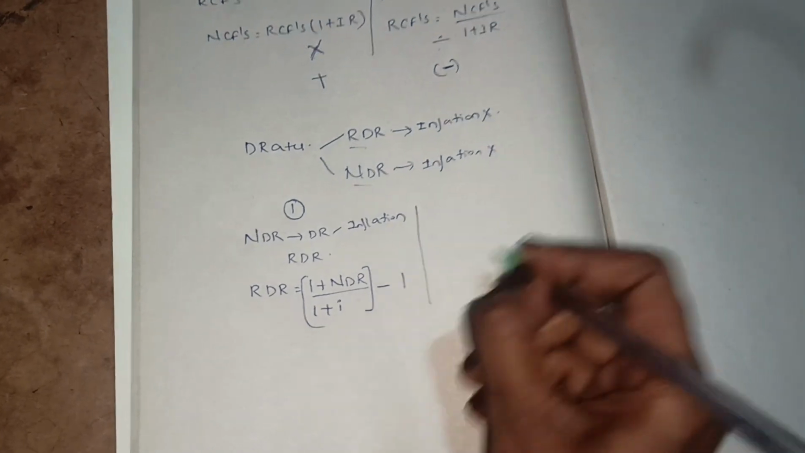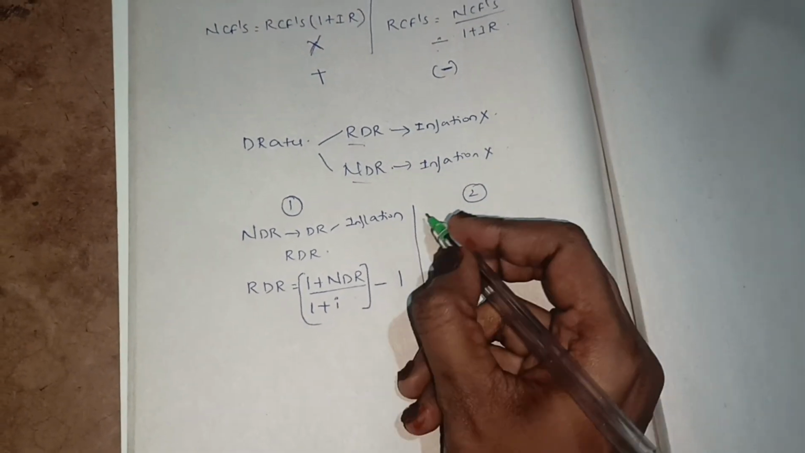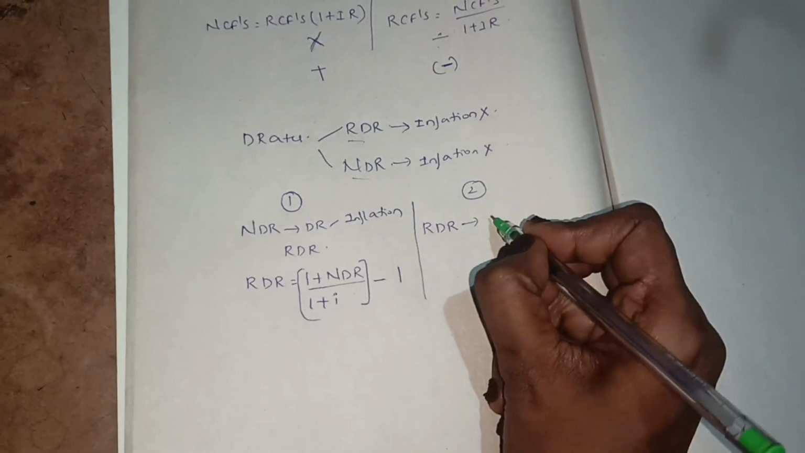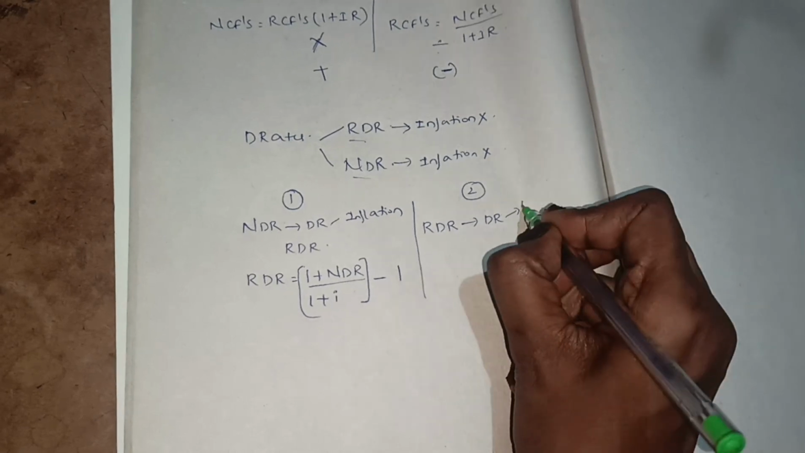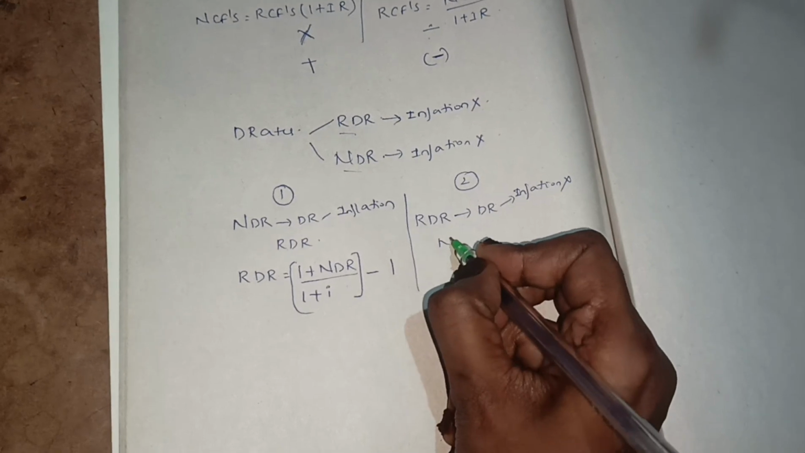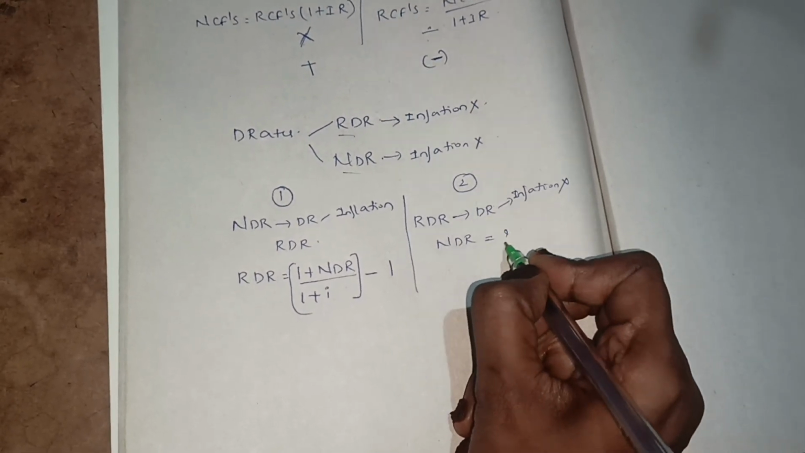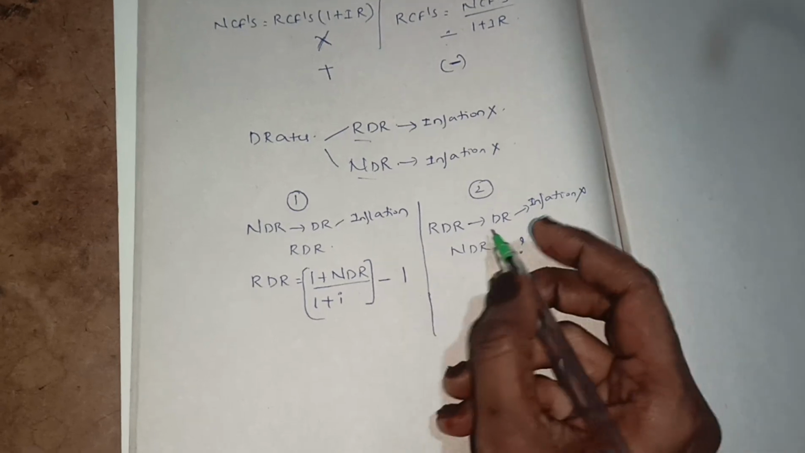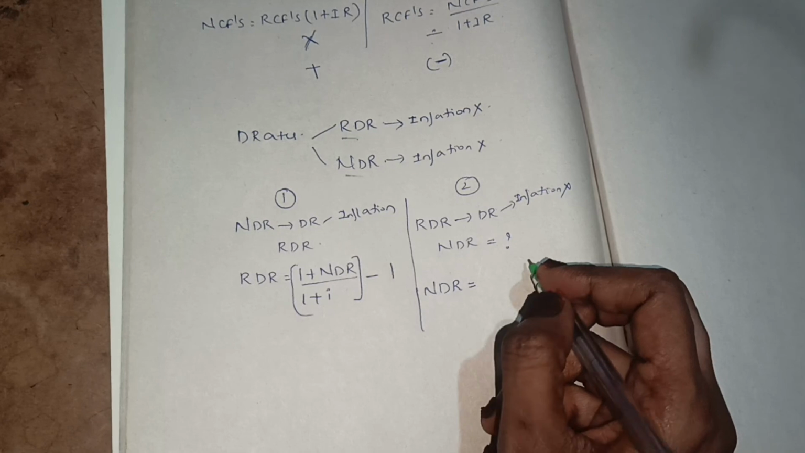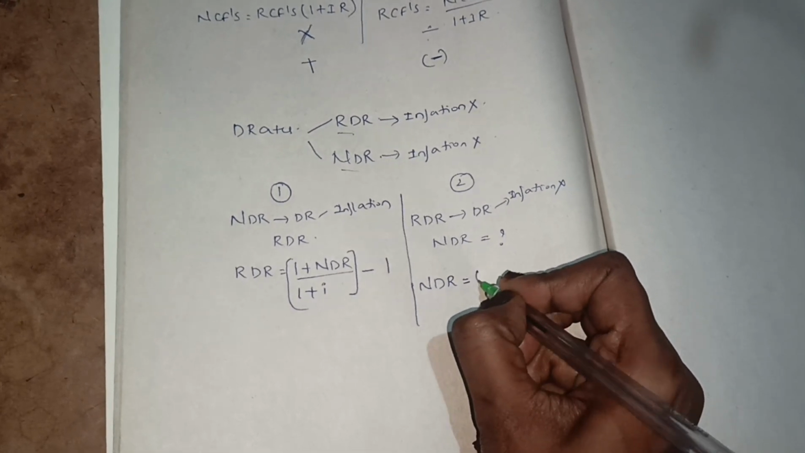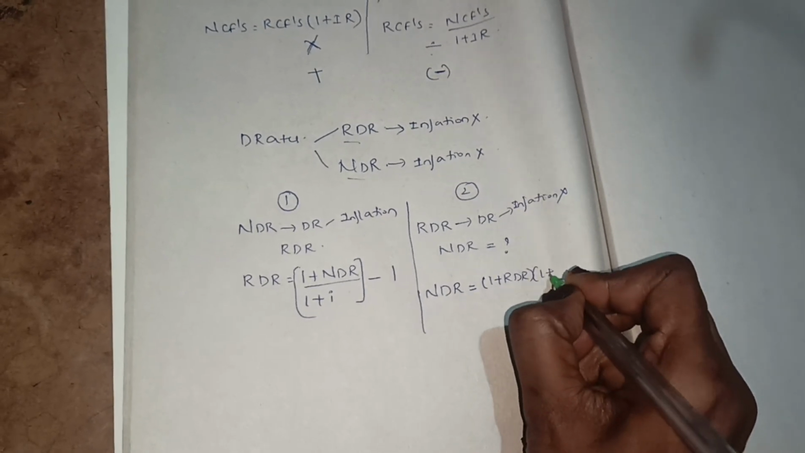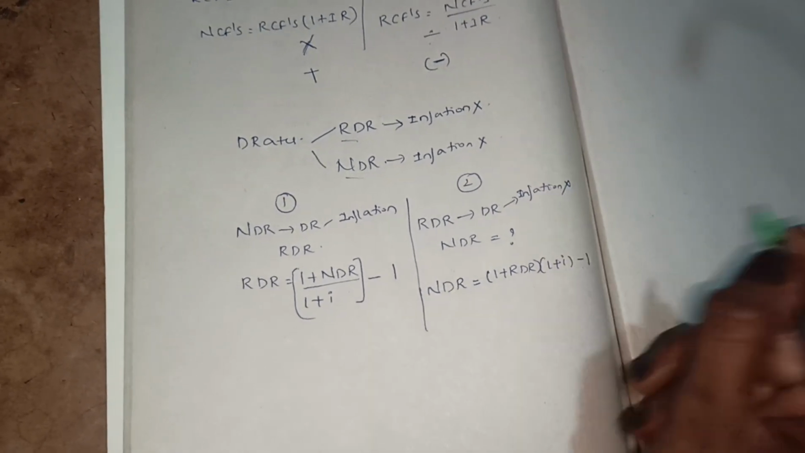Now coming to the second situation, assume they gave us real discounting rate. It means the discounting rate which does not include inflation. And they are asking us to find nominal discounting rate. What is the formula to find nominal discounting rate? Nominal discounting rate is equal to 1 plus real discounting rate into 1 plus inflation, minus 1.